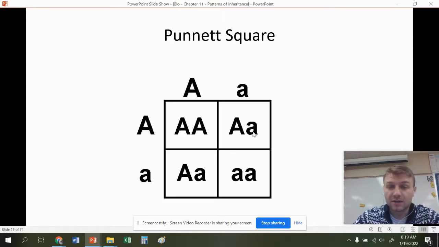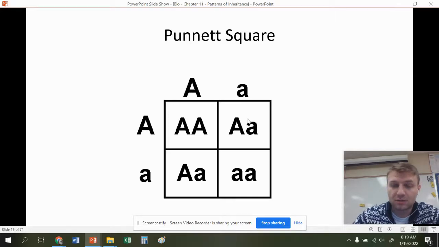This box is heterozygous. Remember, we always put that big A first, even though you have a little a here, we put the big A first. There is a 2 in 4 chance of being heterozygous. You might be like, why is there a 2 in 4 chance? There's another heterozygous one down here. So we can get this combination or we can get this combination.